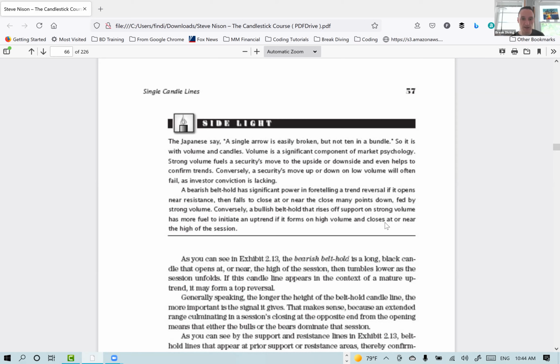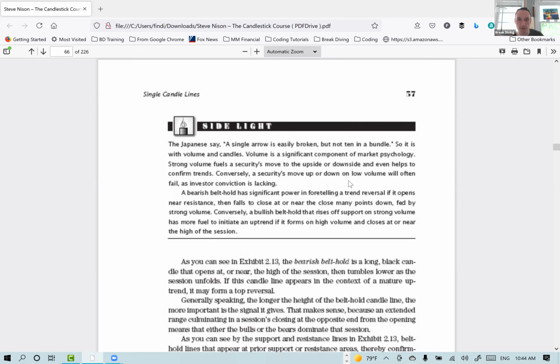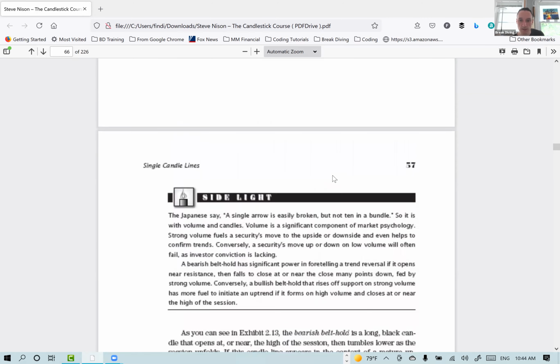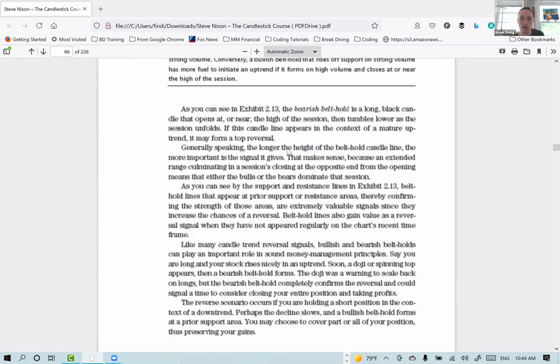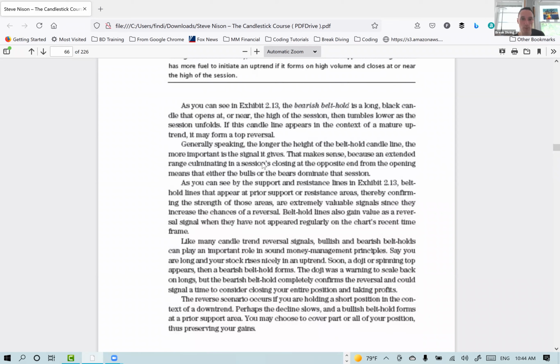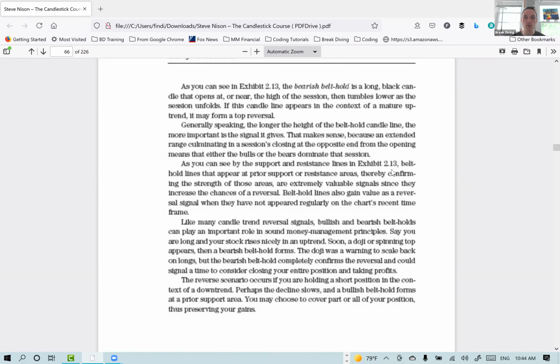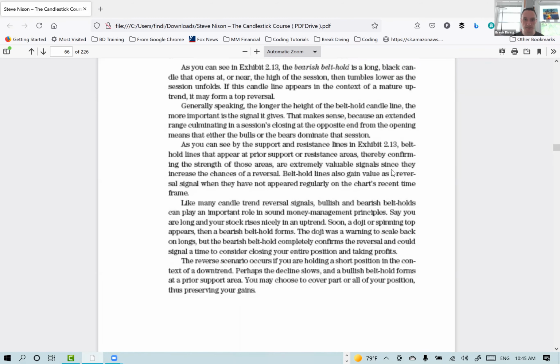So as you can see in exhibit 2.13, the bearish belt hold, we just looked at that right here, is a long black candle that opens at or near the high of the session, then tumbles lower as the session unfolds. This may form a top reversal. Generally speaking, the longer the height of the belt hold candle line, the more important is the signal it gives. It makes sense because an extended range culminating in the session's closing at the opposite end from the opening means that either the bulls or the bears dominate that session.